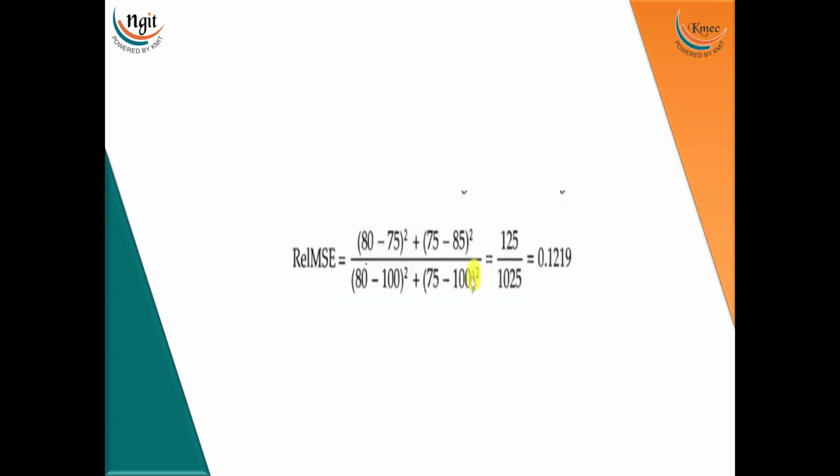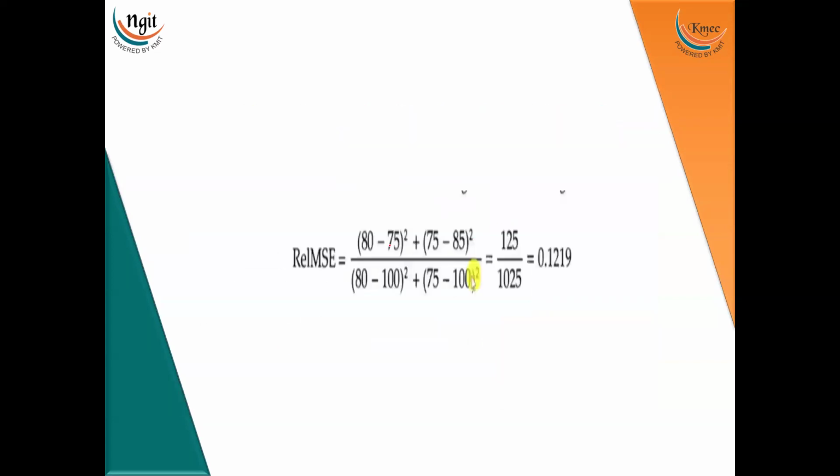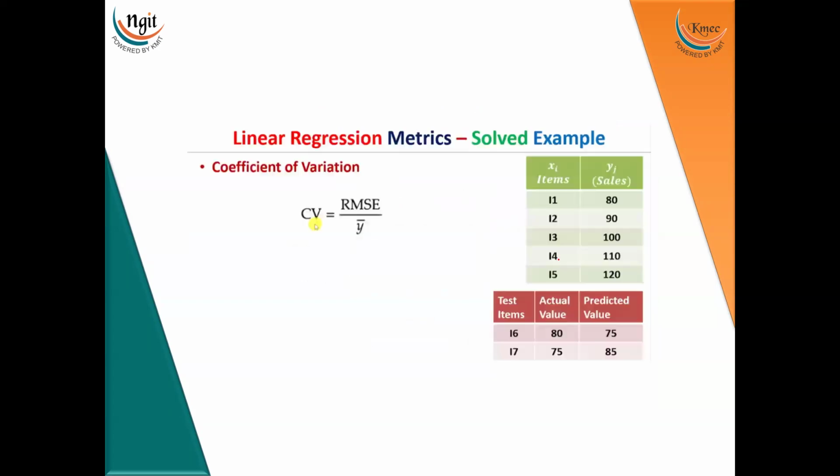Now for the relative mean square error, just place the values, that is (yi minus y cap) square. You can see that 80 minus 75 and 75 minus 85 we have already done. Here it is 80 minus 100 and 75 minus 100. So we got a very small value, that is 0.1215.